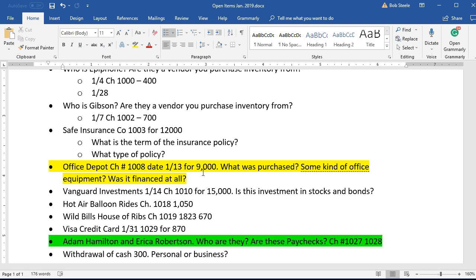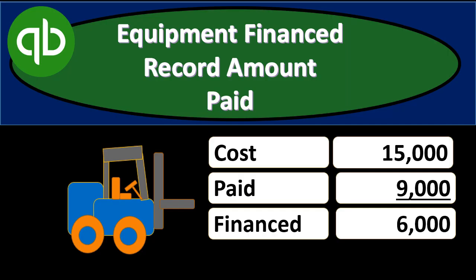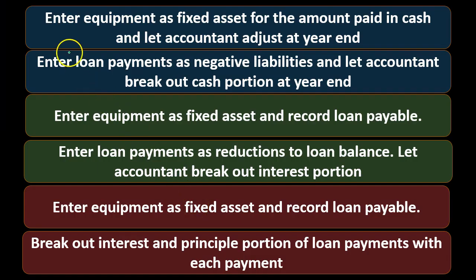Well, we've determined that it is equipment. However, the $9,000 isn't all that the equipment cost. It cost the $9,000 plus the financing on it. But we're going to do the simple method here and just record this equipment for the $9,000. So of the three methods, we can either just record it as the $9,000 or we can record the loan as well. In our method here, the simple method, we're going to record the $9,000.